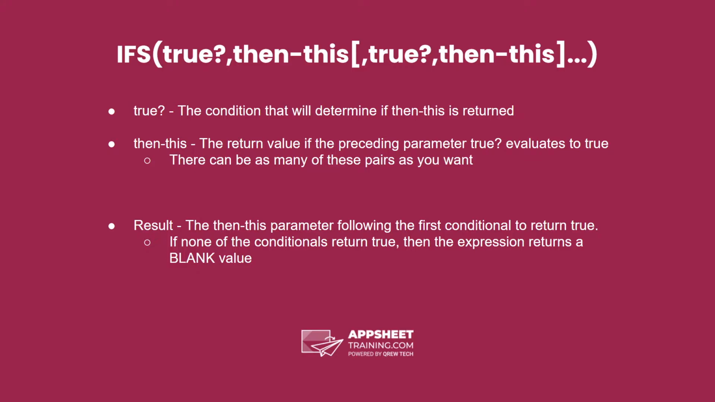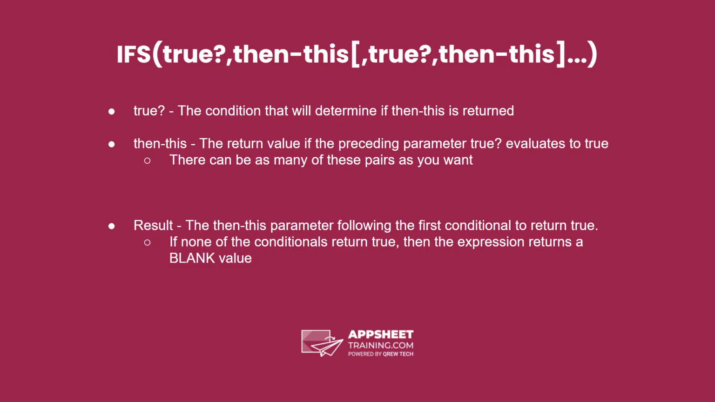The first parameter, and every other one following, is a condition that will determine if the "then this" is returned. The "then this" parameter is the return value if the preceding parameter, the conditional, evaluates to true. There can be as many pairs of these as you want, with a minimum of 2.